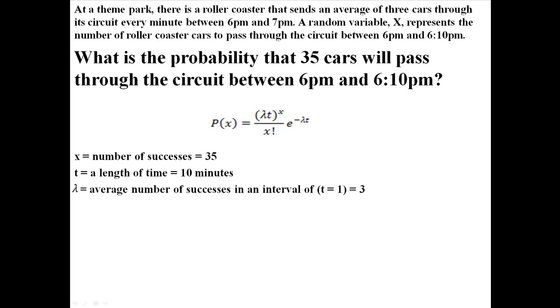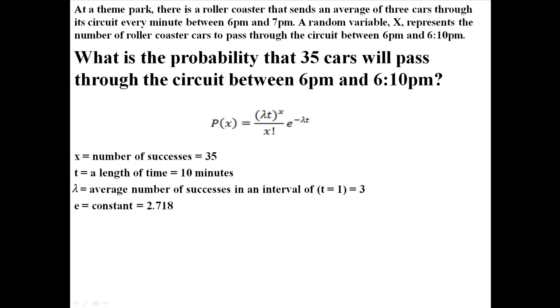Now in this equation, x refers to the number of successes. In this case, I want there to be 35 successes. I want 35 cars to pass through. T is the length of time. In this case, we're talking about 10 minutes, the time between 6 p.m. and 6:10 p.m. Now lambda is the average number of successes in an interval of t equals 1. So in a 1 minute interval, the average number of successes is 3, because we expect 3 cars to pass through every minute.